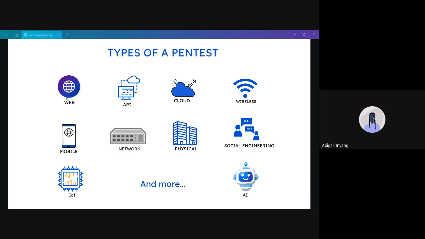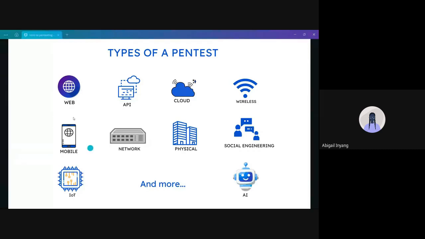Another name for wireless pen testing is Wi-Fi pen testing. So you're testing your Wi-Fi network, testing wireless networks, identifying vulnerabilities in those networks and exploiting them. After this course, I'm going to point you to resources that will help you gain the knowledge to perform web and wireless penetration testing. It's one of the easiest pen tests out there. So we have wireless penetration testing, which is testing Wi-Fi networks and all of those.